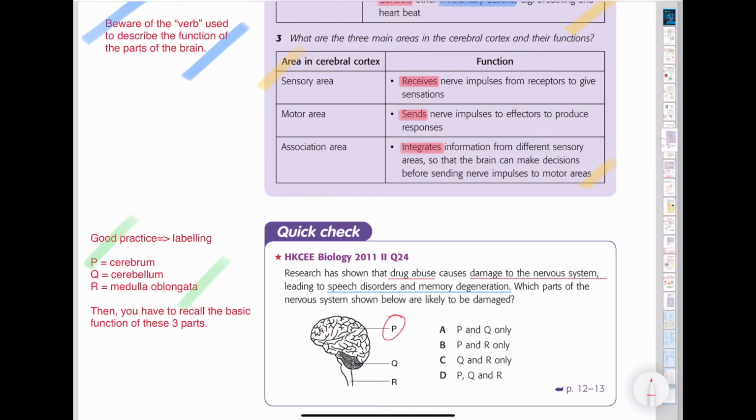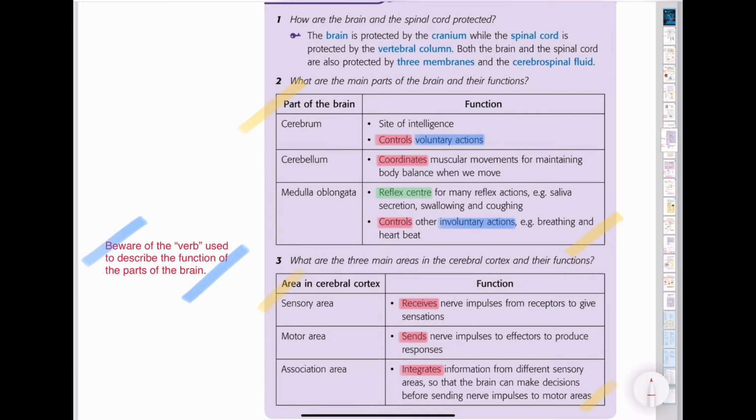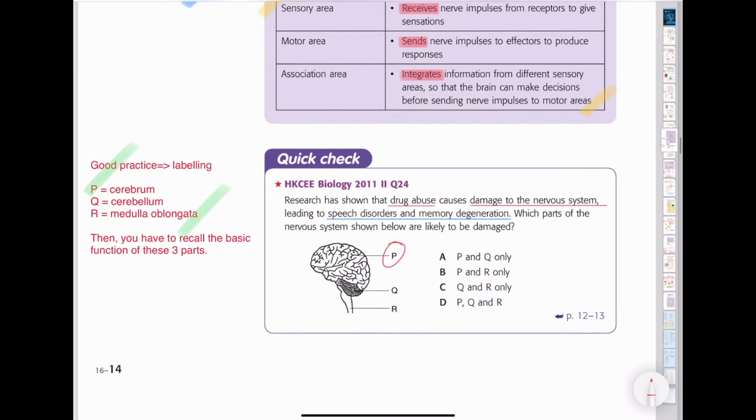But we cannot see a choice with P only, so we need to think about one more choice, Q or R. Q is the cerebellum, R is the medulla oblongata. The medulla oblongata is mainly responsible for involuntary actions, for example breathing and heartbeat, and it is also a reflex center for different types of reflex action. It is not related to speech disorders, so R is not correct.